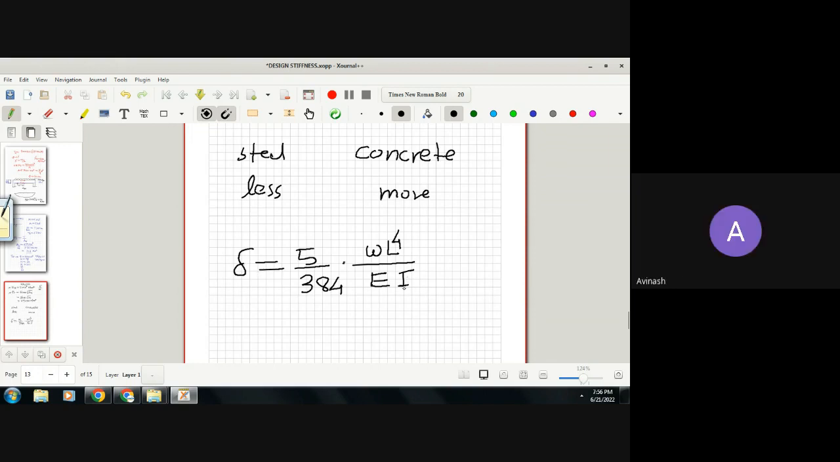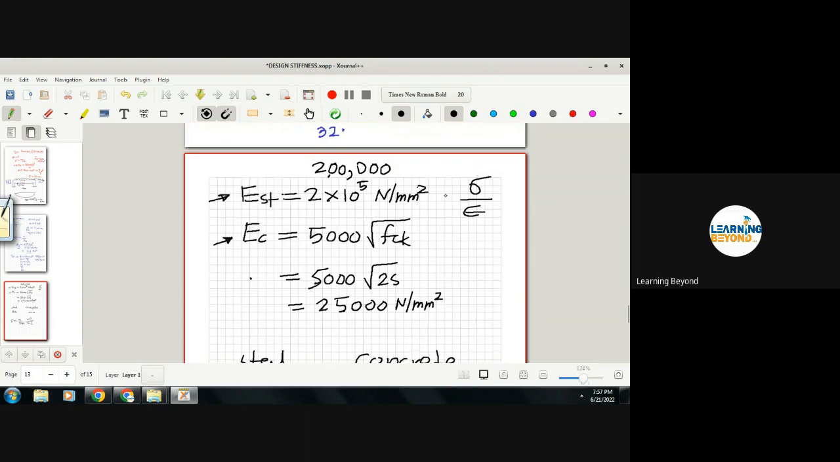It is also inversely proportional to moment of inertia. We have already discussed that if I is more, then delta will be less. So I can say if I is more and E is more, delta will be less. Even you can understand this through the stress and strain relationships.